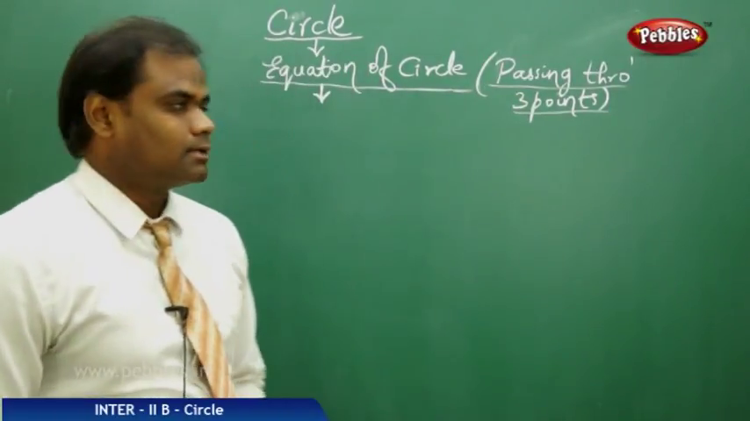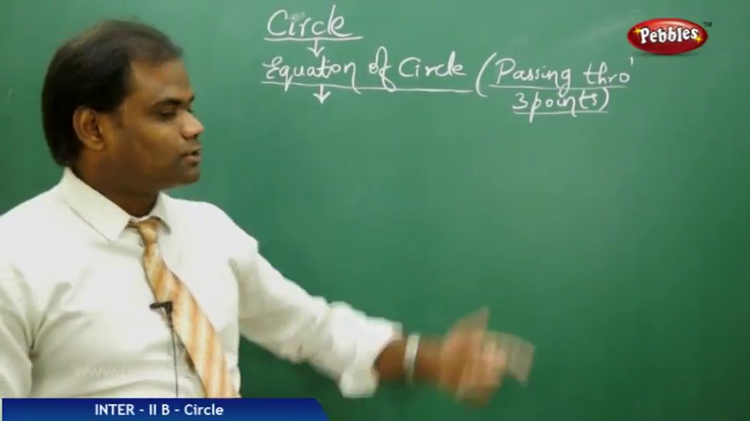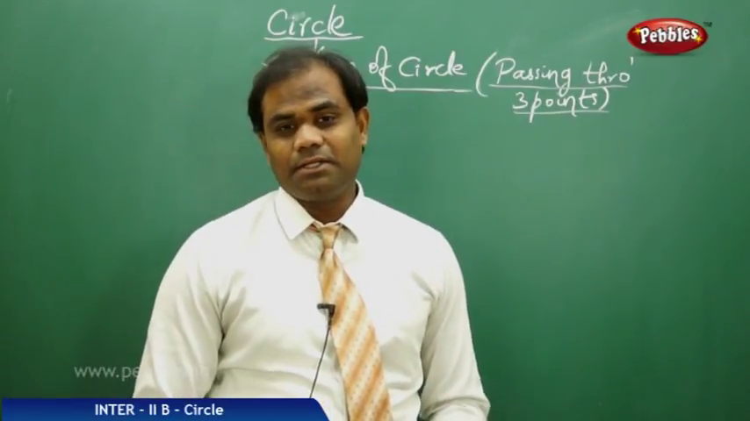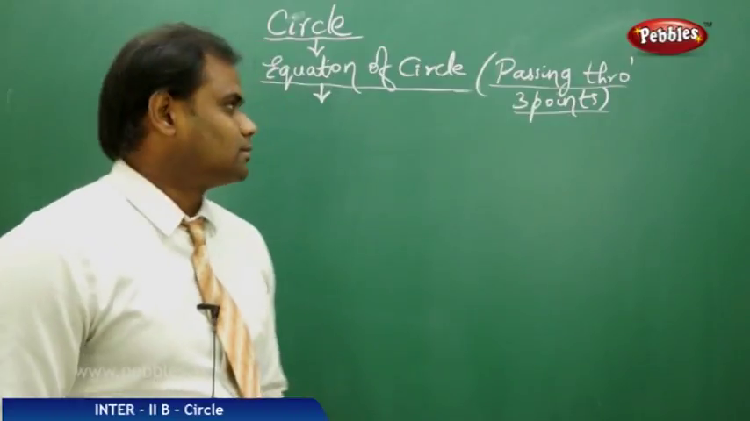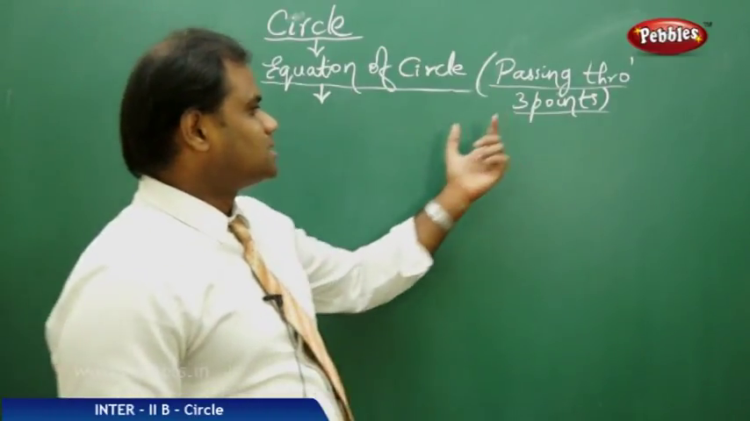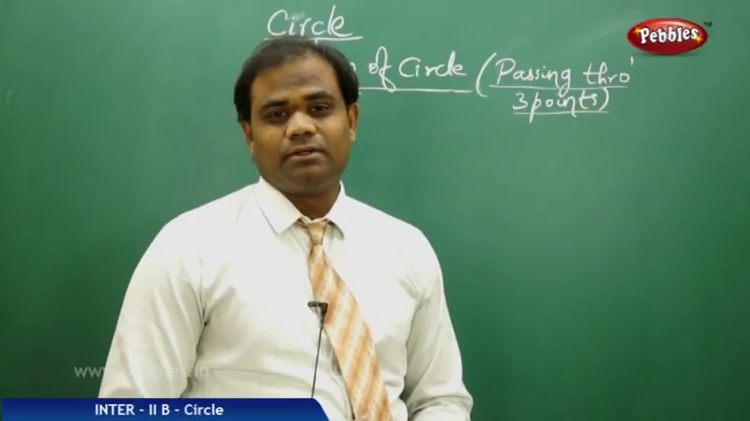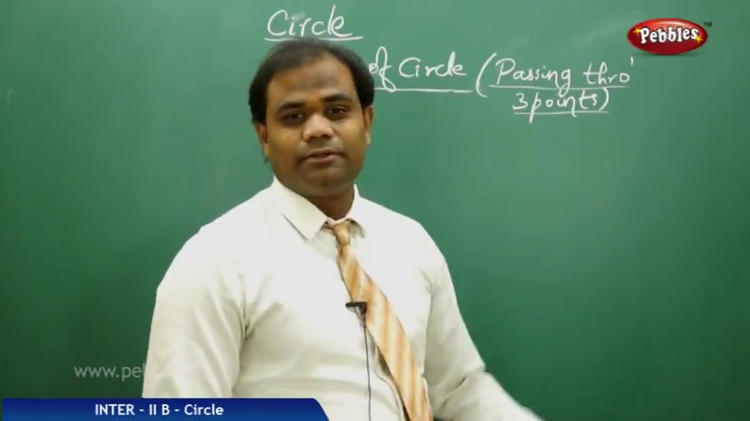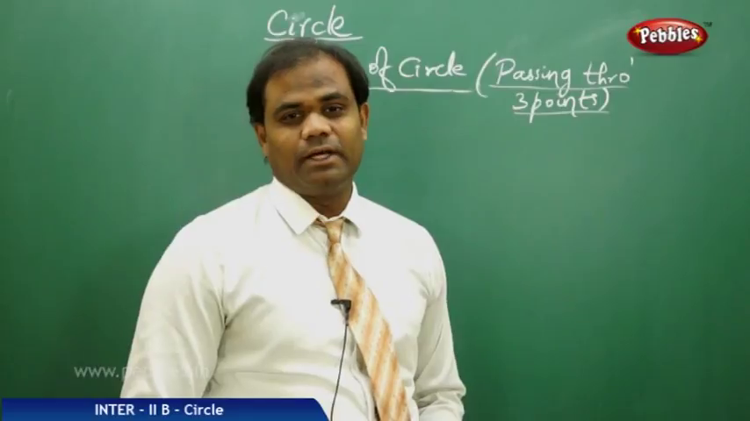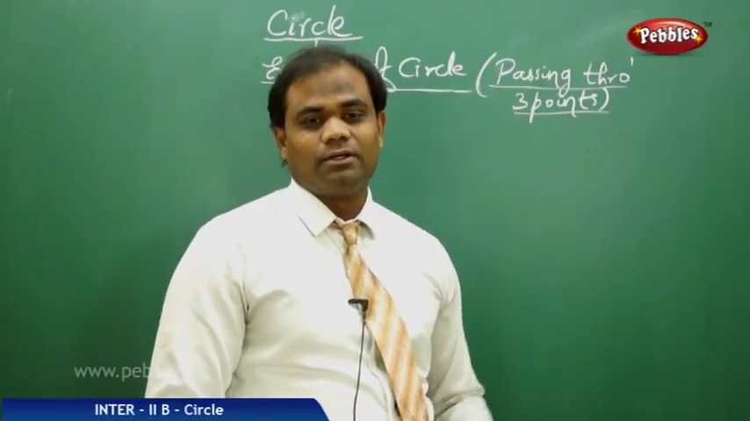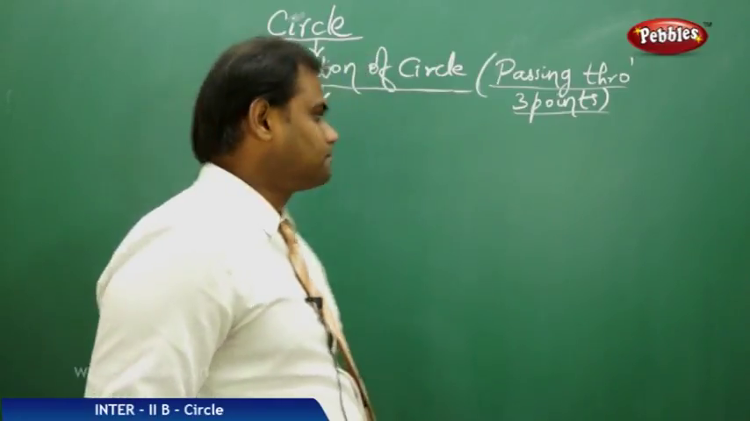Now let's see the next concept of finding the equation of a circle which passes through 3 points without any other conditions. The only condition is that the circle passes through 3 points, and I want to find the equation just by utilizing the 3 given points. So let's see how we can find the equation of the circle using the 3 points given.